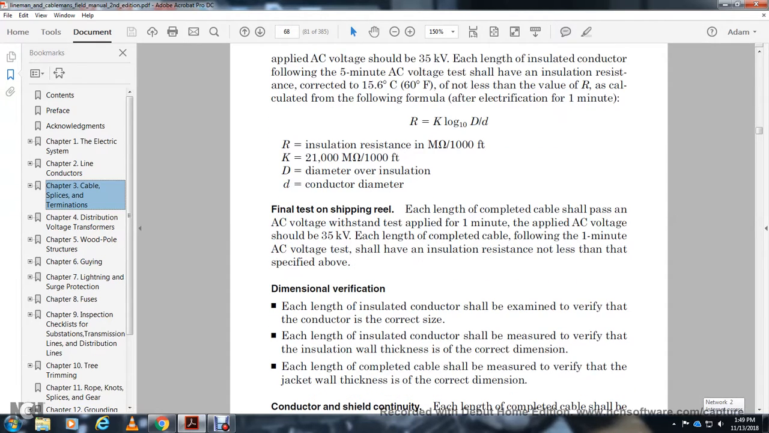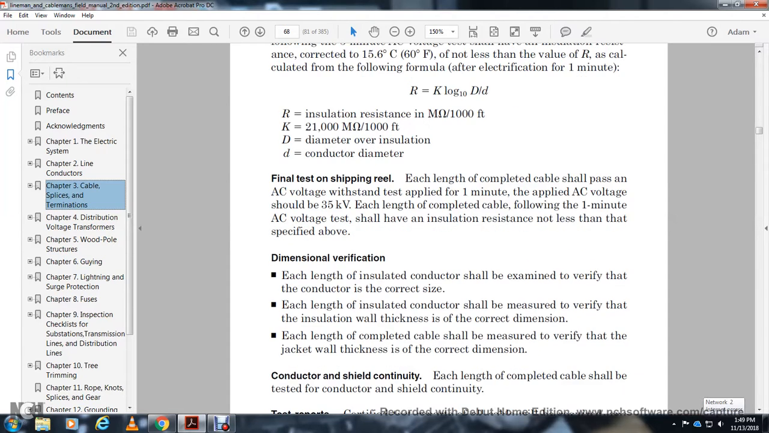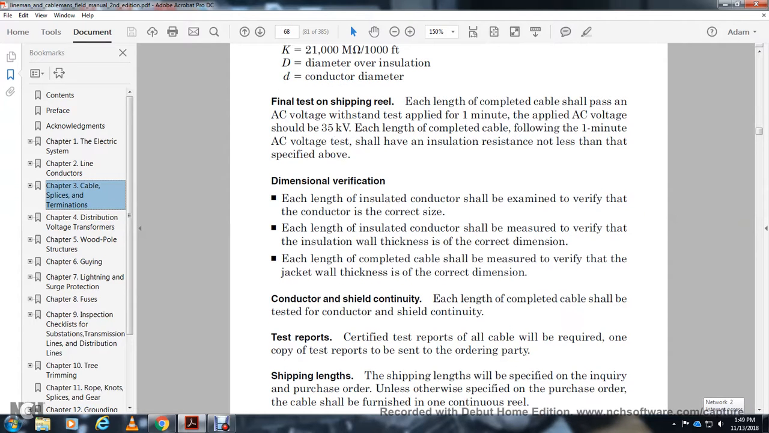Dimension verification. Each length of the insulated conductor should be examined to verify that the conductor is the correct size. Each length of the insulated conductor shall be measured to verify that the insulation wall thickness is the correct dimension. Each length of the completed cable shall be measured to verify the jacket wall thickness is the correct dimension. Conductor shield continuity. Each length of the completed cable shall be tested for conductor shield continuity.